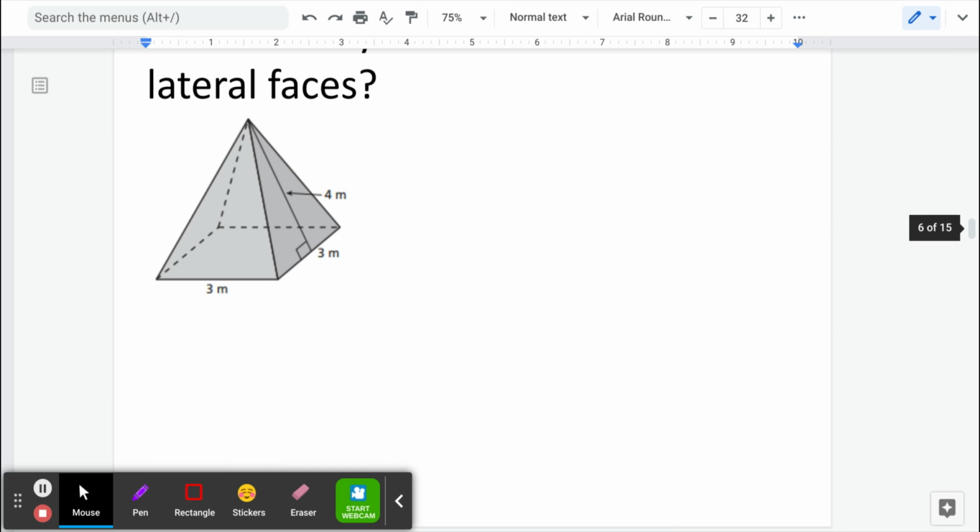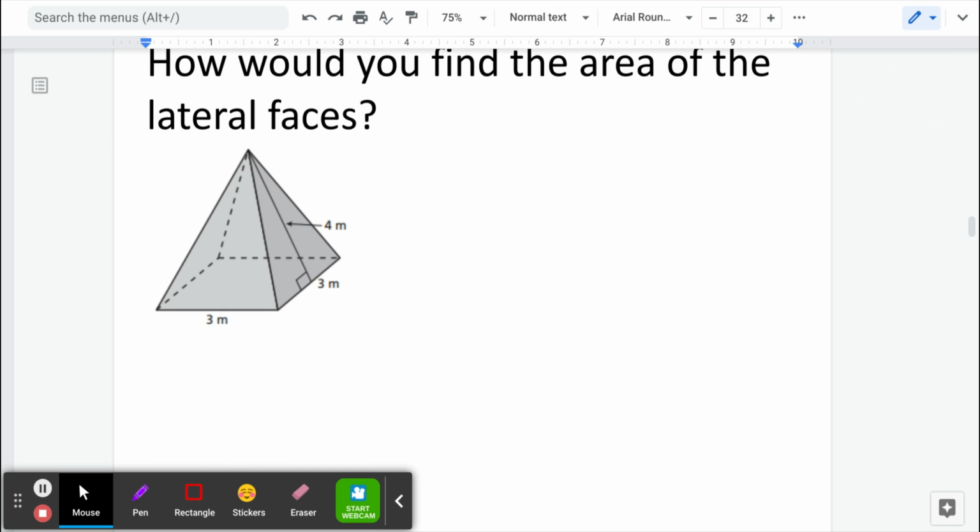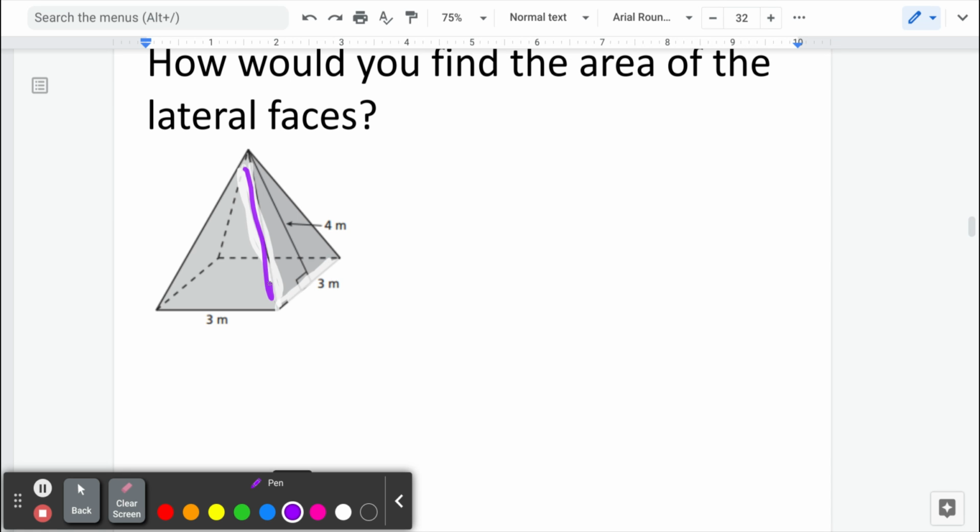Okay, how would you find the area of the lateral faces? So now we're looking at the area of those triangles. We've got this front triangle here. How would we find the area of those lateral faces? Talk with your table. What would you do?